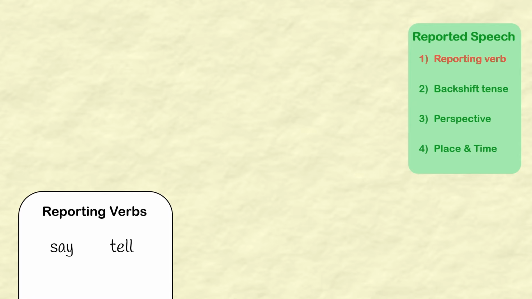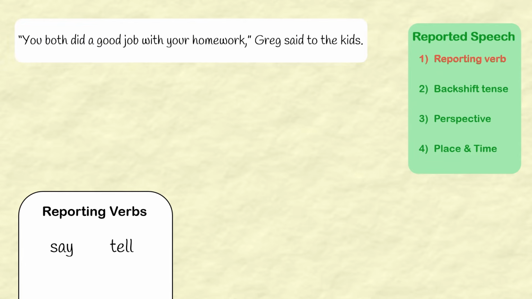Okay, back to our second example. Here's our direct speech. "You both did a good job with your homework," Greg said to the kids. Our first step to form reported speech is to choose a reporting verb. We've already chosen to use tell. Tell is often used when reporting speech directed at someone, as is the case in this example. We'll use the past tense told because we're reporting something that was said in the past.